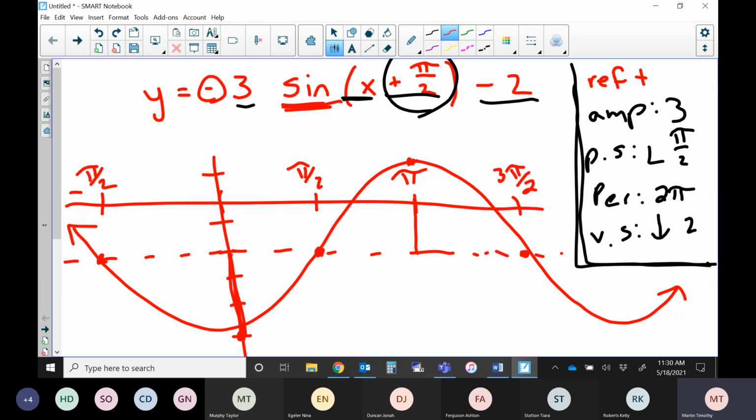So that would be a quick sketch of that graph. I've reflected it, that's why it's going down first. There's an amplitude of 3, that's why the distance from the minimum up to the midline is 3. I phase shifted, that's why everything is back pi over 2. It still has a period of 2 pi, and everything is down 2. Thumbs up if you understood.